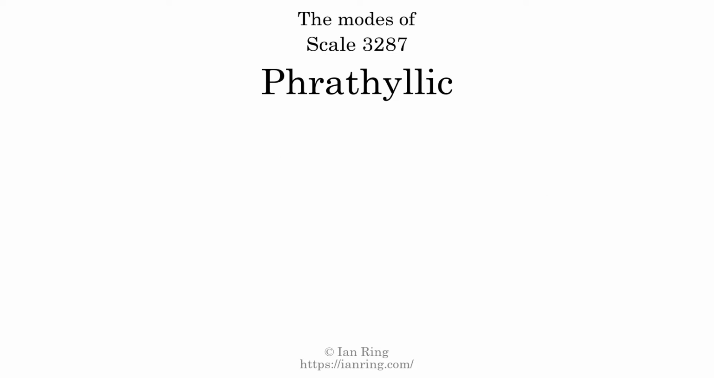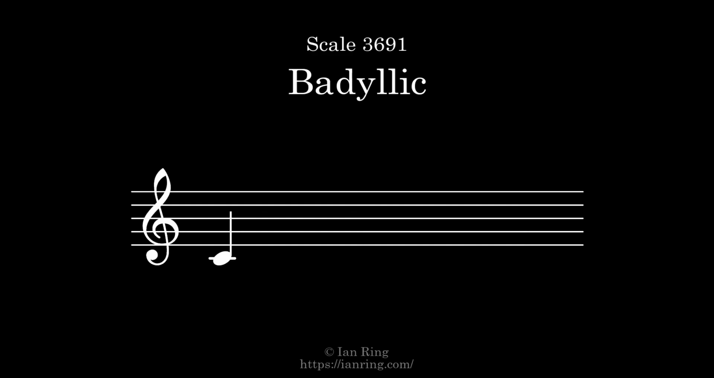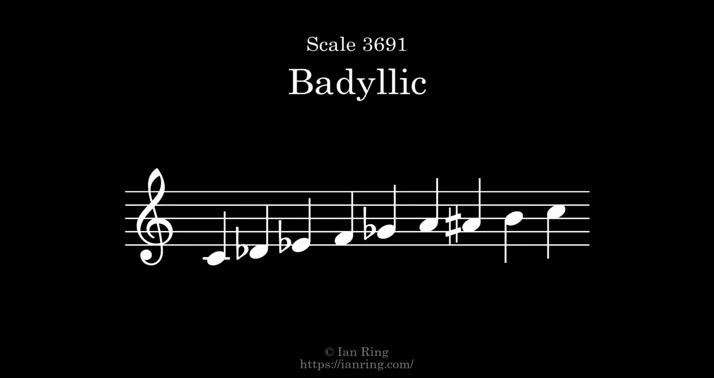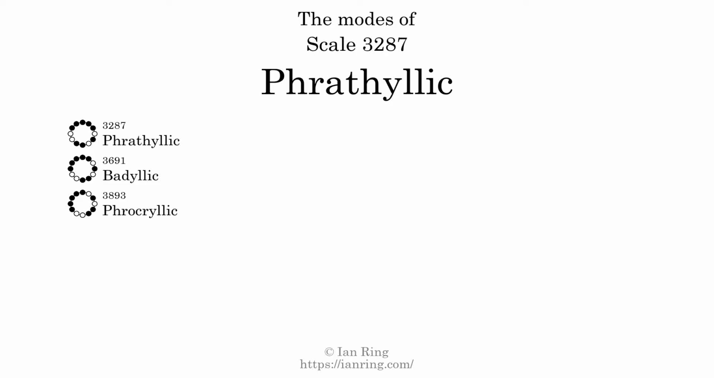This scale has 8 modes. The first mode is itself. The second mode is scale 3691, also known as Phrathyllic. It sounds like this. The third mode is scale 3893, also known as Phrathyllic. It sounds like this.